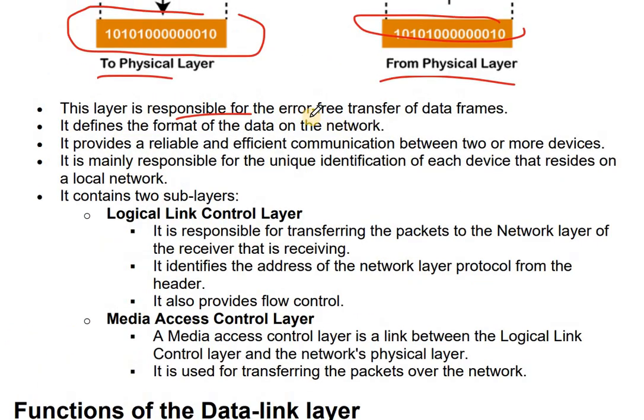This layer is responsible for error-free transfer of data frames. It defines the format of the data on the network. It provides reliable, efficient communication between two or more devices. It is mainly responsible for the unique identification of each device that resides on a local network.